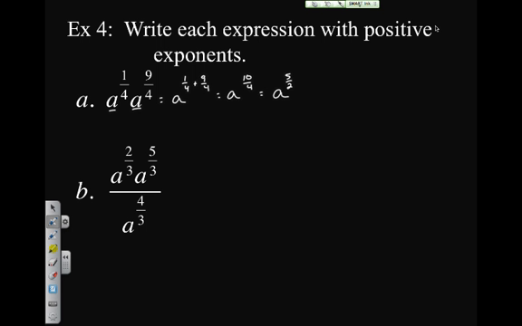For the next one, similar type of idea. We've got 2/3 plus 5/3 is 7/3 over a to the 4/3. The rule for division is that we subtract. So this is a to the 7/3 minus 4/3 power, which is a to the 3/3 power. 3 over 3 is 1, so this answer is just a.